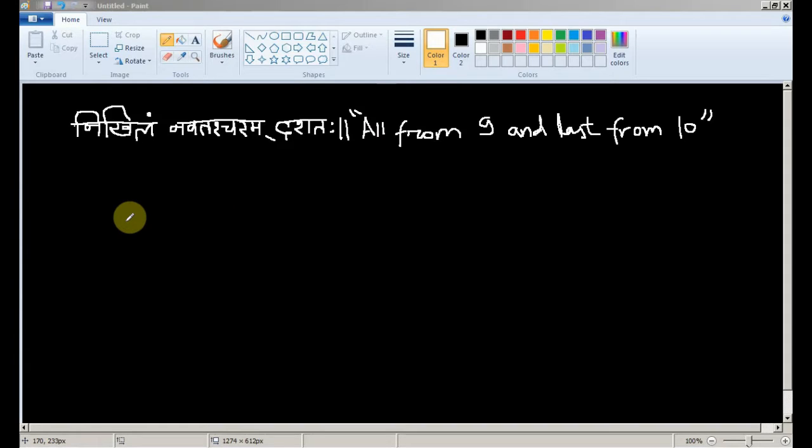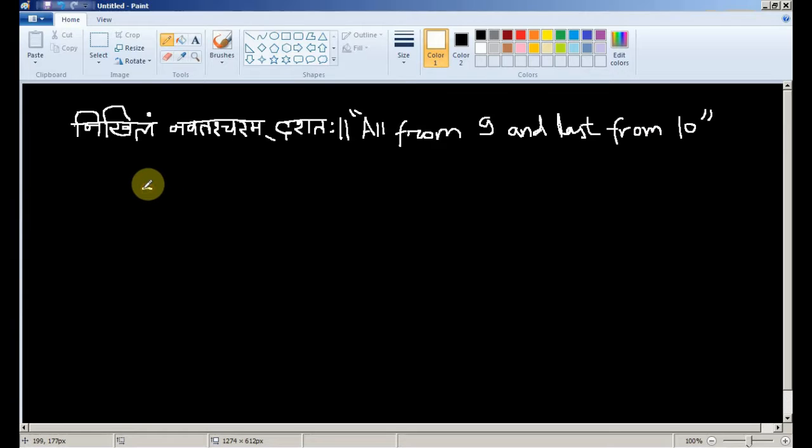So today we are going to discuss the second sutra, and the second sutra is called Nikhilam Navatarashyam Dashata. It literally translates into all from 9 and last one from 10. Okay, it's a simple mathematics multiplication trick. So in this video we'll only do single digit multiplication using the second sutra.